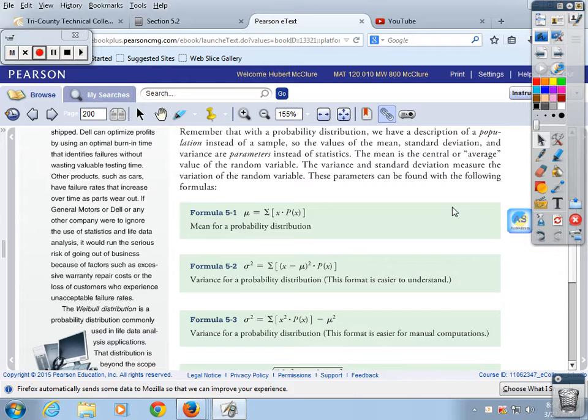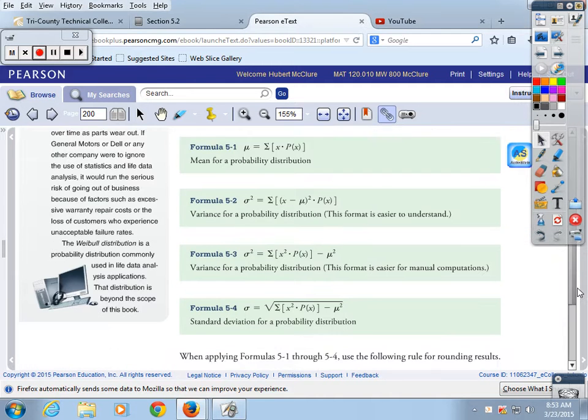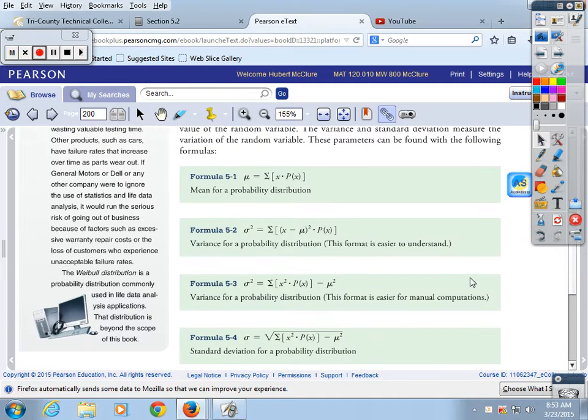Let me just go ahead and give you the three that I'm going to use, because they give you 5 or 4. I'm going to use 5.1, 5.3, and 5.4. So 5.1 is the mean, which is x times p of x. And 5.3, what is that called? The variance, which we don't use very much. And then you take the square root of the variance, that gives you the what? Standard deviation.